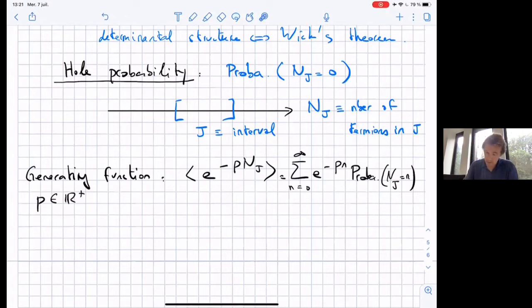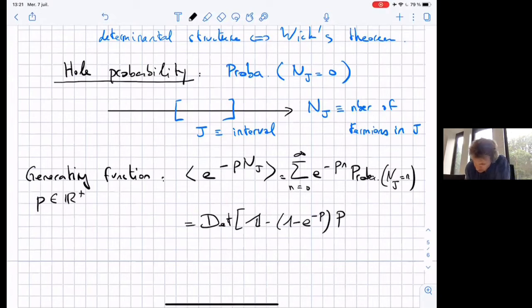exponential minus P. Now it turns out that for a determinantal point process, this quantity can be written explicitly in terms of what is called a functional determinant, or Fredholm determinant. I will define it in a minute. But you have an explicit expression. This is the determinant of identity minus 1 minus exponential minus P times Pj Kn. So I have several things to define for you in a minute, but I will do it.